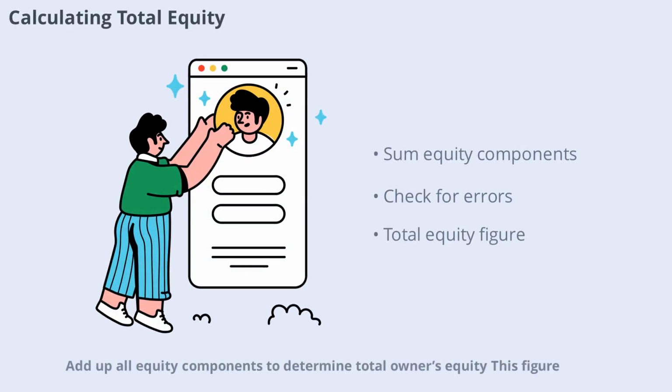Add up all equity components to determine total owner's equity. This figure, combined with total liabilities, should equal your total assets. If the numbers don't match, double-check your entries for errors. Accurate equity totals are key to a balanced and trustworthy balance sheet.